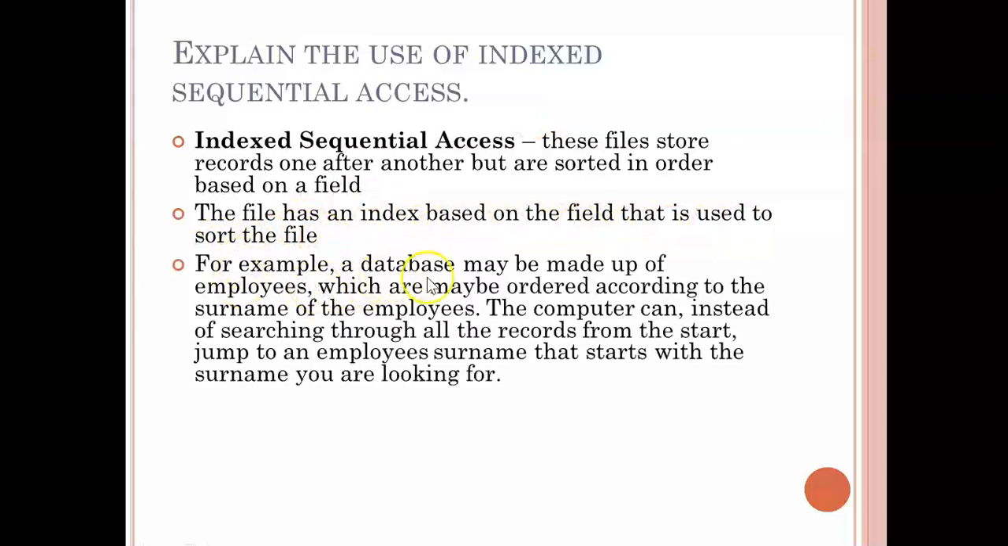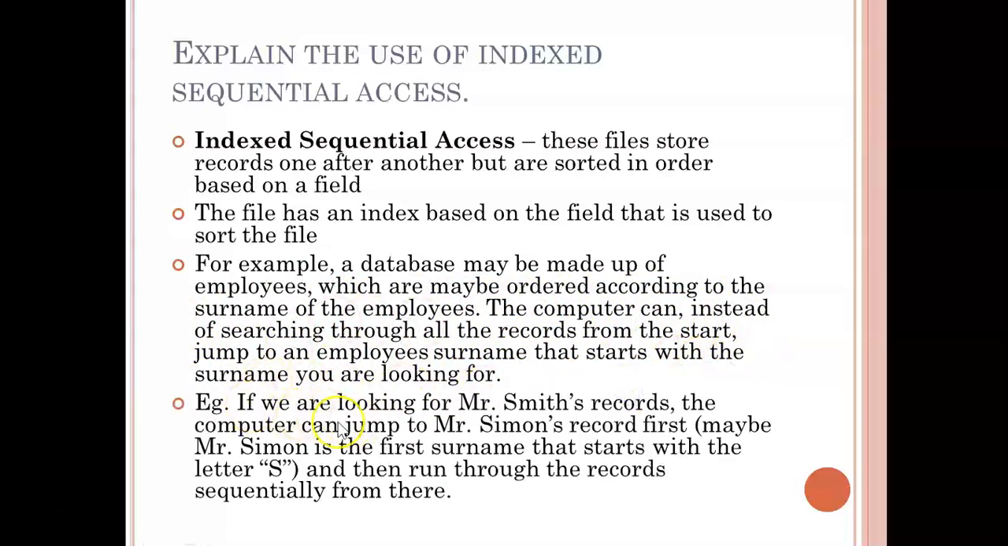Here's an example. A database may be made up of employees which are ordered according to their surnames. The computer can, instead of searching through all the records from the start, jump to the employee whose surname starts with the letter you are looking for. For example, if you're looking for Mr. Smith's records, the computer can jump to Mr. Simon's record first. Maybe Mr. Simon is the first surname that starts with the letter S, if it is sorted according to surnames, and then run through the records sequentially from there.